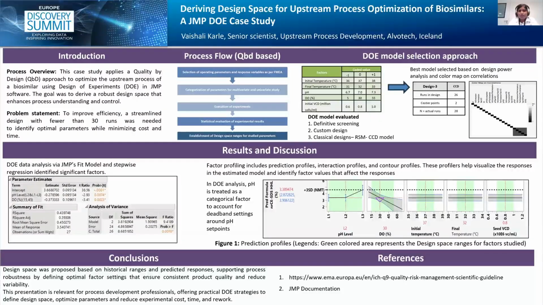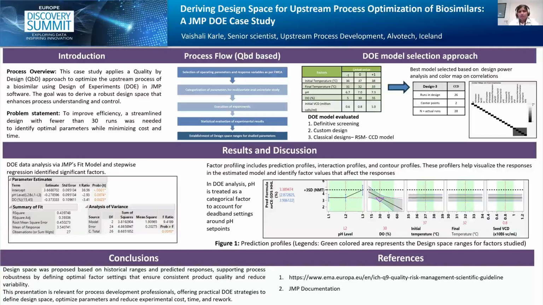We have used a DOE model selection approach. In the table, we have a total of 5 parameters or factors: initial temperature, final temperature, pH, DO, and VCD. These are all our process parameters, and we had the ranges of those parameters as +1, -1, and 0 as the center points. We took all 5 parameters into the DOE model, and we started with 3 designs: definitive screening, custom design, and the classical design, central composite design.